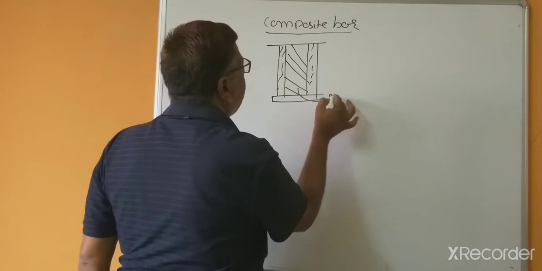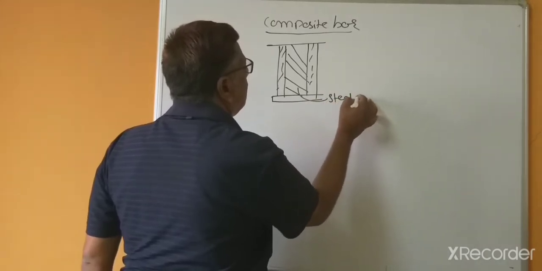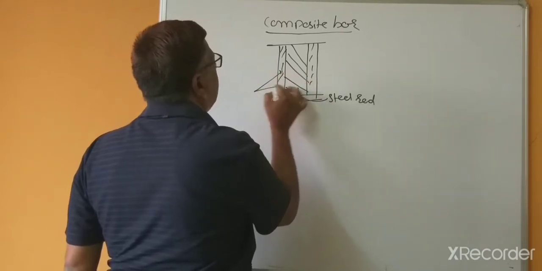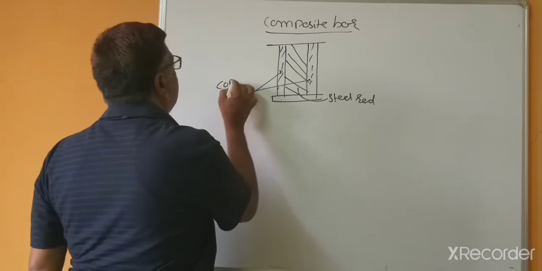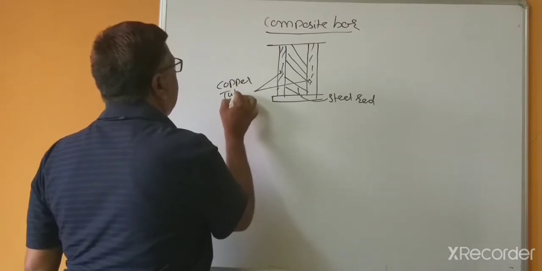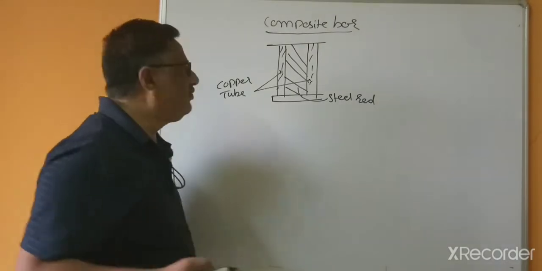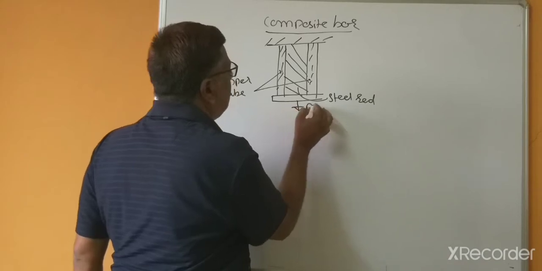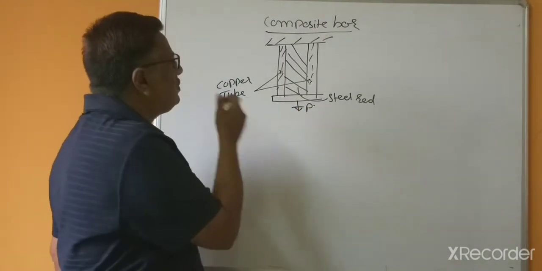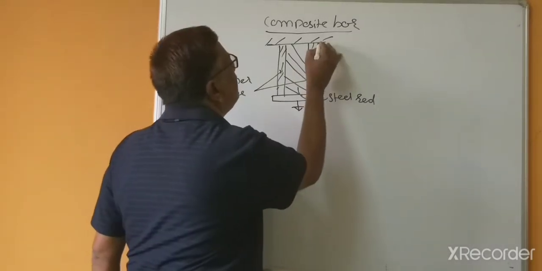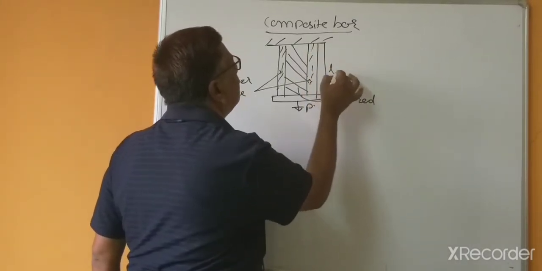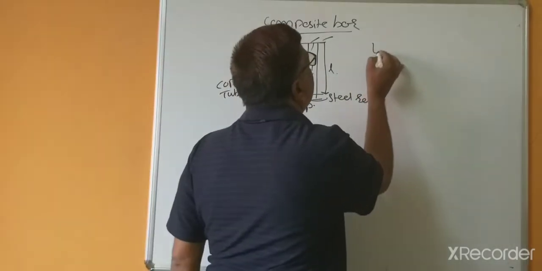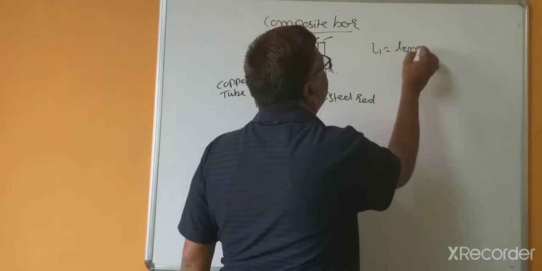This is the steel rod, and this is the copper tube. These are two different materials, and suppose this is the fixed end. If we apply a force P here, what will happen because of the P force? Suppose L is the length of the steel rod and copper tube.